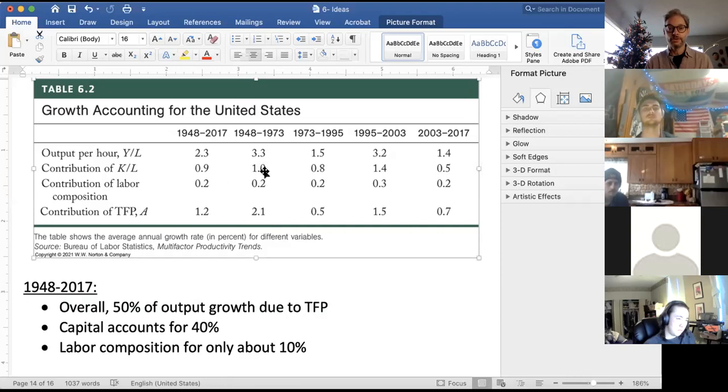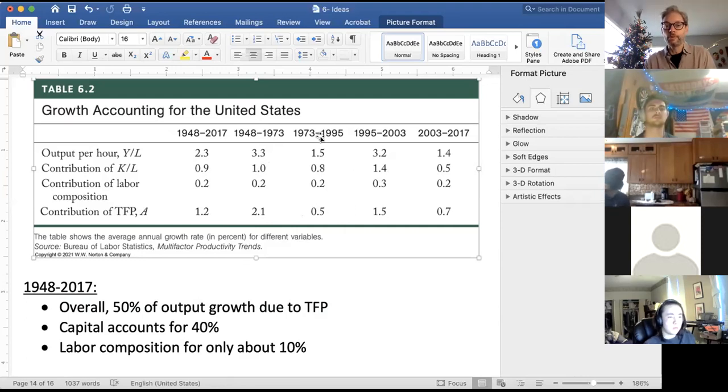Throughout this era, you'll see in general very little changes in capital and labor, but a lot of variability in productivity. So this period of 1948 to 1973 was a high period of productivity growth, and we had high output growth.